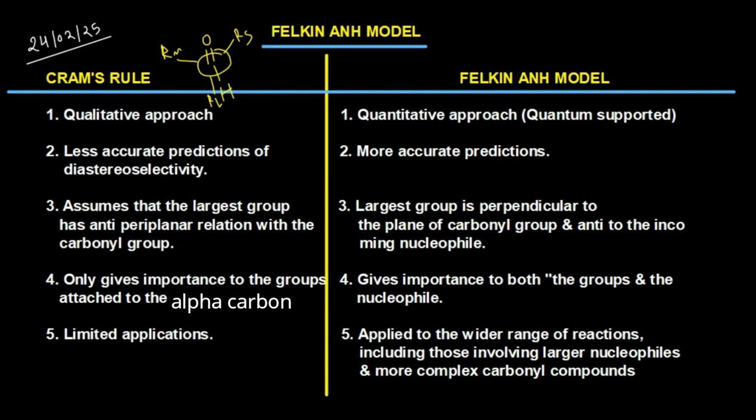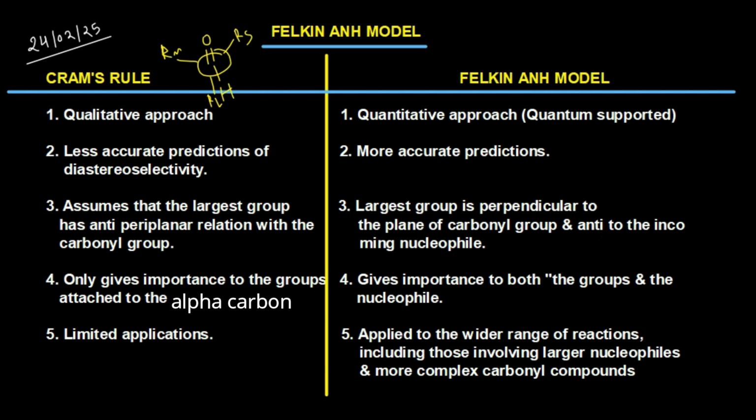But in the Felkin Anh model, the largest group is perpendicular to the carbonyl group. Here you can see the larger group is almost anti-periplanar, right? But in the Felkin Anh model, the largest group will occupy the position which is perpendicular to the plane of the carbonyl group, and of course anti to the incoming nucleophile, because we are doing nucleophilic addition in this reaction. So it is not enough that your largest group would be anti to the carbonyl group, but it is also required that this largest group must have an anti relationship with respect to the incoming nucleophile.